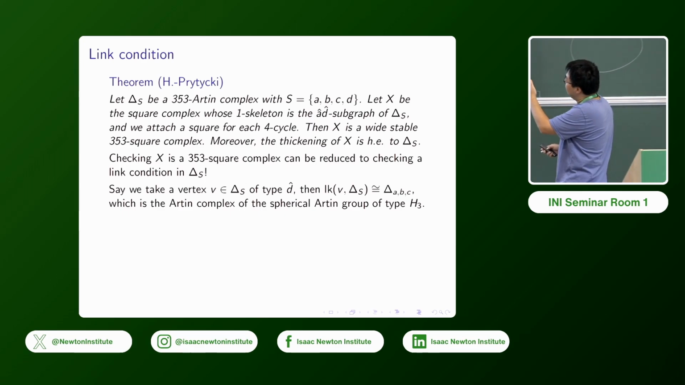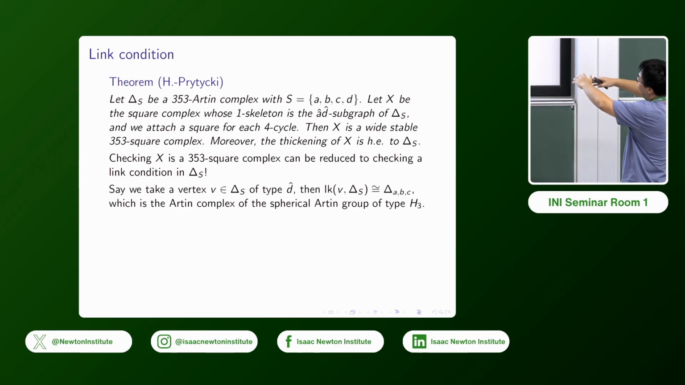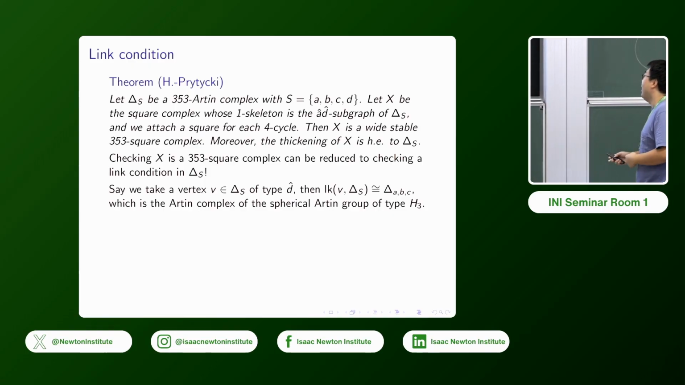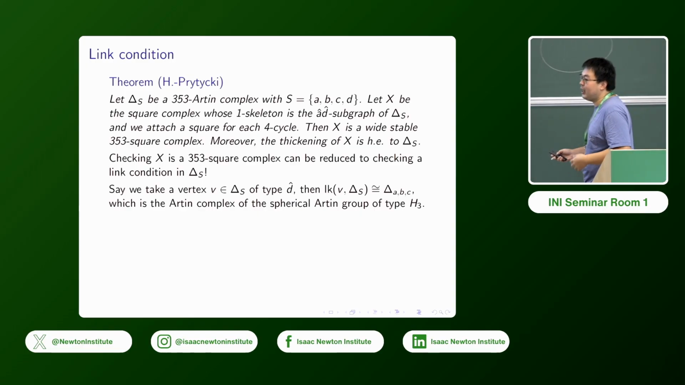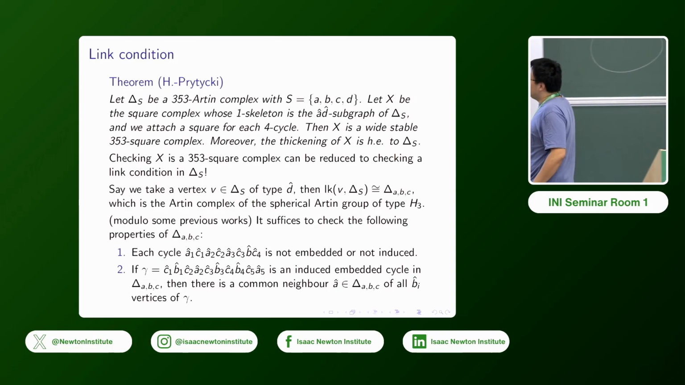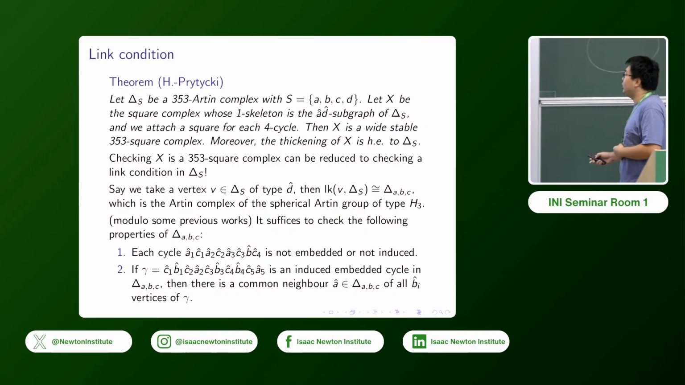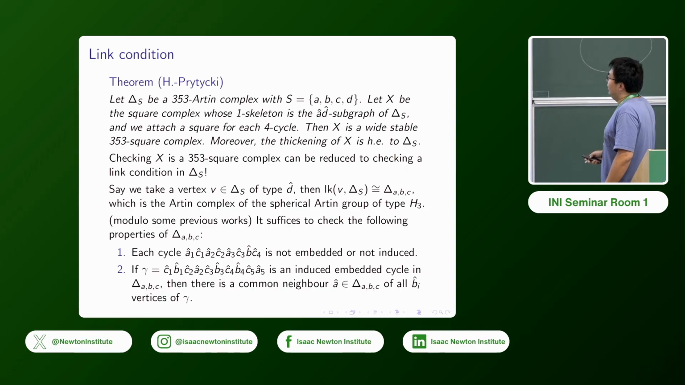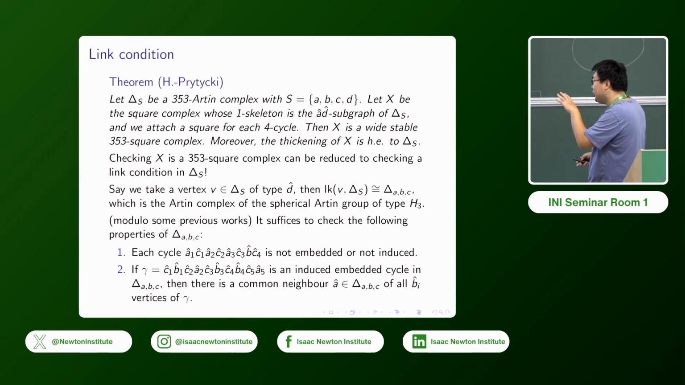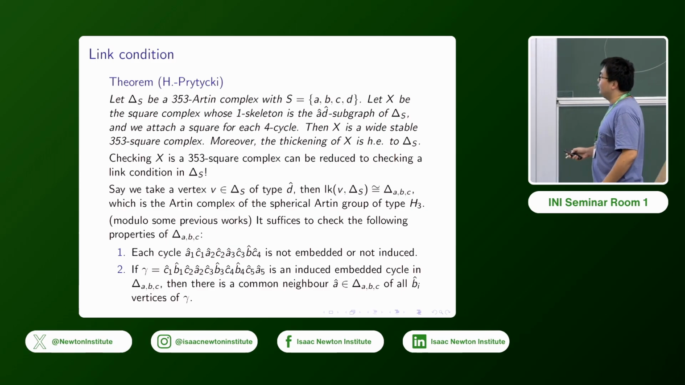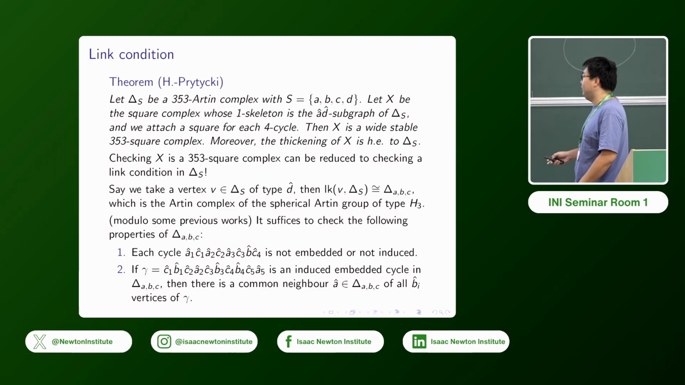So now, for example, I'm going to take a vertex of type D hat. And what we know is that the link of this vertex is going to be the Artin complex of a smaller Artin group, generated by A, B, C. In this case, it's the Artin complex of the spherical Artin group of type H3, an exceptional type Artin group. Modulo some previous work, to check that I get a 353 complex, there are only two things you need to check for the link of this vertex, this Delta ABC.